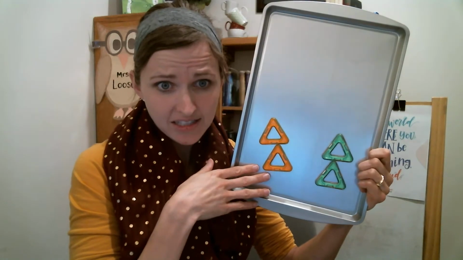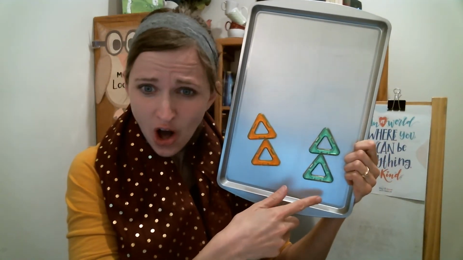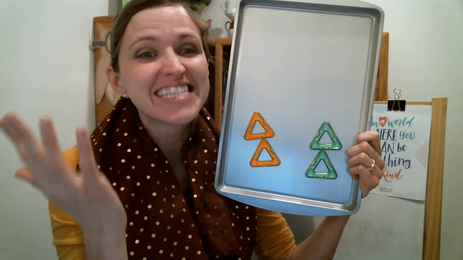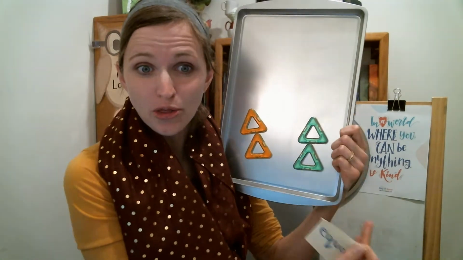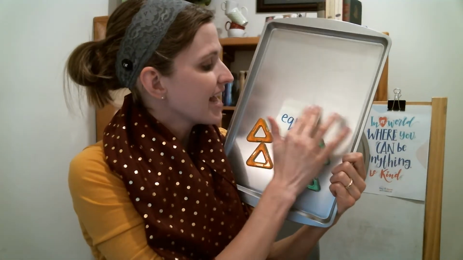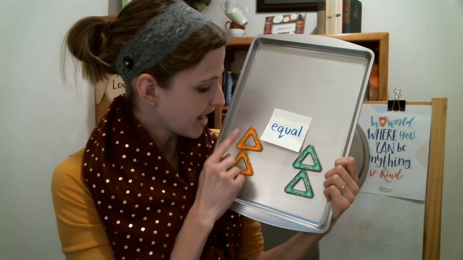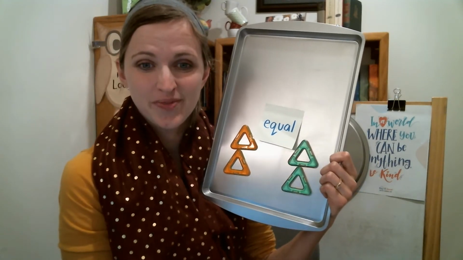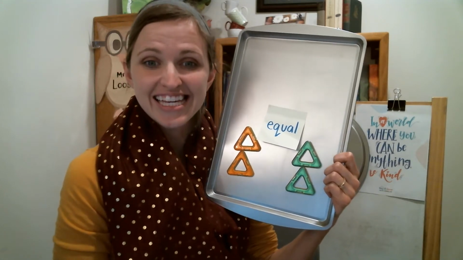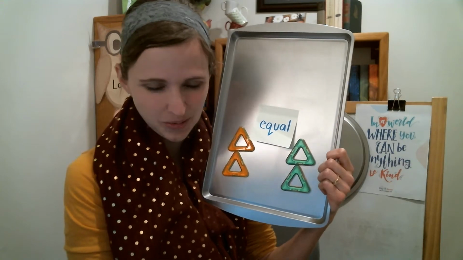Is the orange less? No? Is the green less? No. Oh, they're the same. When both groups are the same, we call that equal. Let's count our groups. Orange has 1, 2. Green has 1, 2. 2 is equal to 2. They are equal. Awesome.